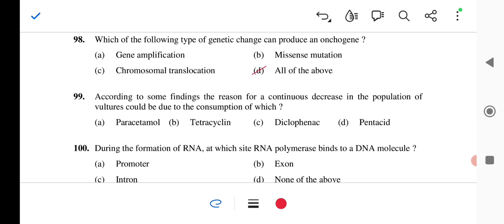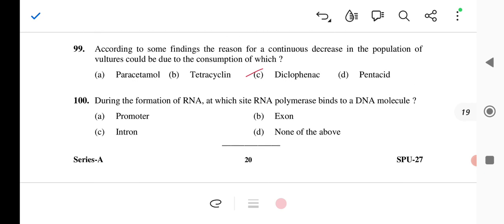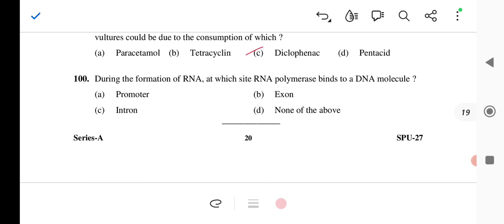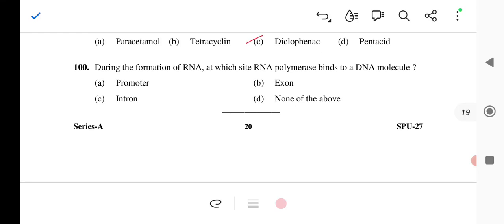Next is, according to some findings, the reason for continuous decrease in the population of vultures could be due to the consumption of which of the following? So it is due to the consumption of diclofenac. Next is the last question, during the formation of RNA, at which site does RNA polymerase bind to the DNA molecule? So RNA polymerase, the enzyme binds to the promoter region.